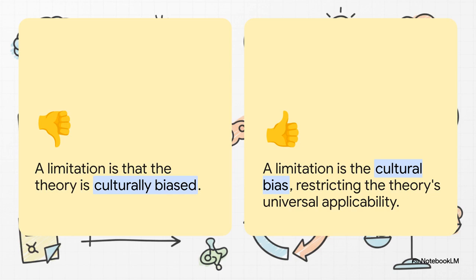Now, look at the A-star version on the right. It uses much more specific, analytical language. It doesn't just state the problem. It immediately explains the implication, that this bias restricts the theory's universal applicability. Right away, it sounds so much more impressive because it's setting the stage for a real argument.